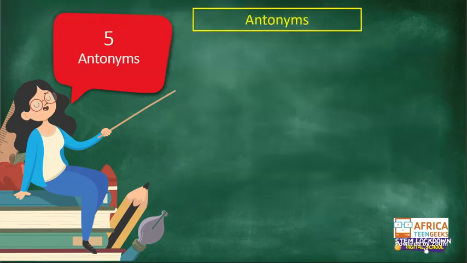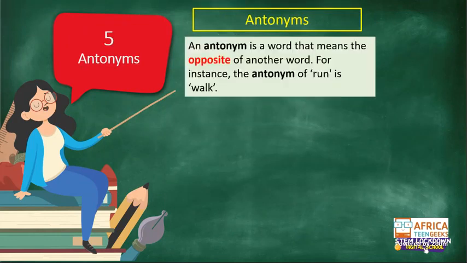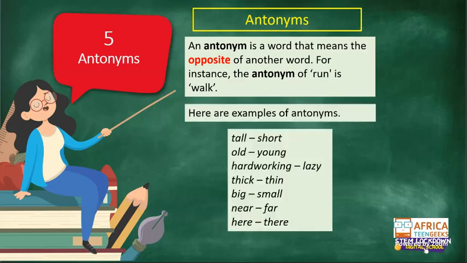Okay, let's go on to antonyms. Now you know antonyms means opposite of another word. For example, the antonym of run is walk. Here's some examples: tall, short, old, young, hardworking, lazy, thick, thin, big, small, near, far, here, there.